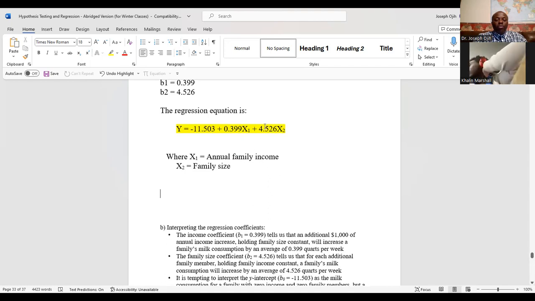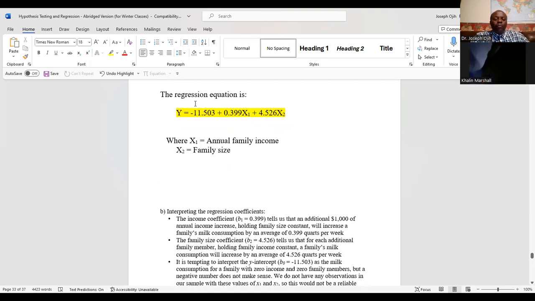Now, for the family size coefficient B2, which is 4.526, it tells us that for each additional family member, if we hold the family income constant, the family's milk consumption will also increase by an average of 4.526 quarts per week. Now, why do I keep saying increase? Because both of them are positive. If they're negative, it means that consumption will decrease.